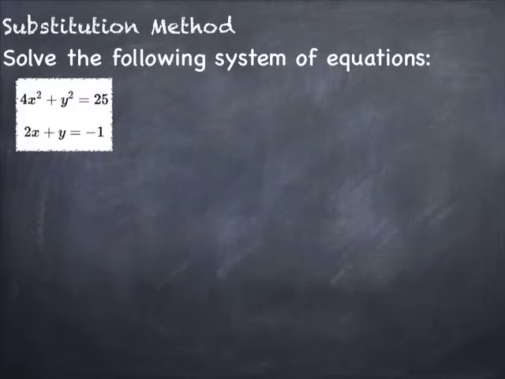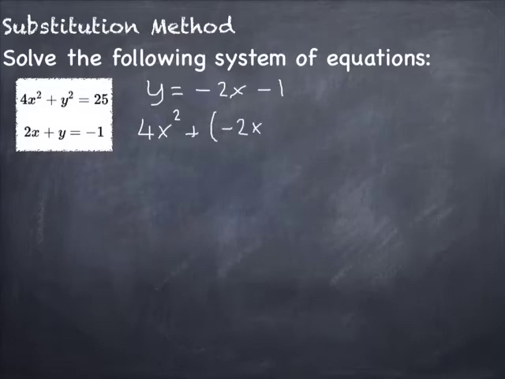Now let's do something a little more complicated. Let's take the second equation and make it y equals. If I want to make it y equals, I'm going to subtract the 2x from both sides and get negative 2x minus 1. Now I can take this value for y and plug it into the first equation. We get 4x squared plus negative 2x minus 1 squared equals 25.